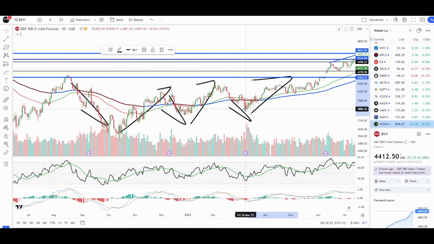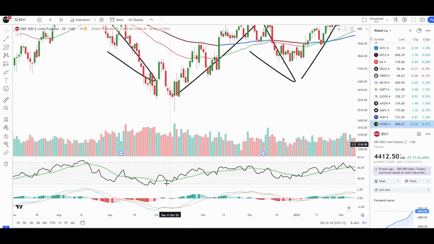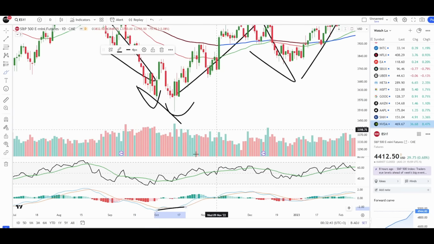And that's why we use divergences, because they're leading indicators. We had a lower low here and a higher low on the PPO. This is a perfect double bottom. Boom, lower low on the price action, higher low on the PPO, double bottom bullish divergence.